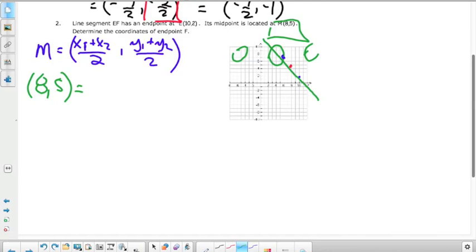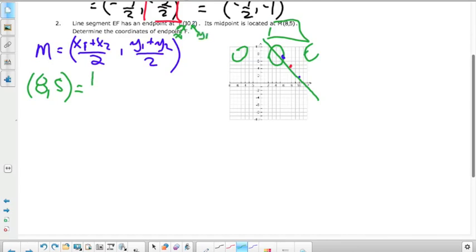But we don't have one endpoint. Does it matter if we call it x1, y1 or x2, y2? Doesn't really matter, right? It's just one endpoint. We have to solve it algebraically. So here I'll just call this one x1, y1. Right, that's one of my endpoints.